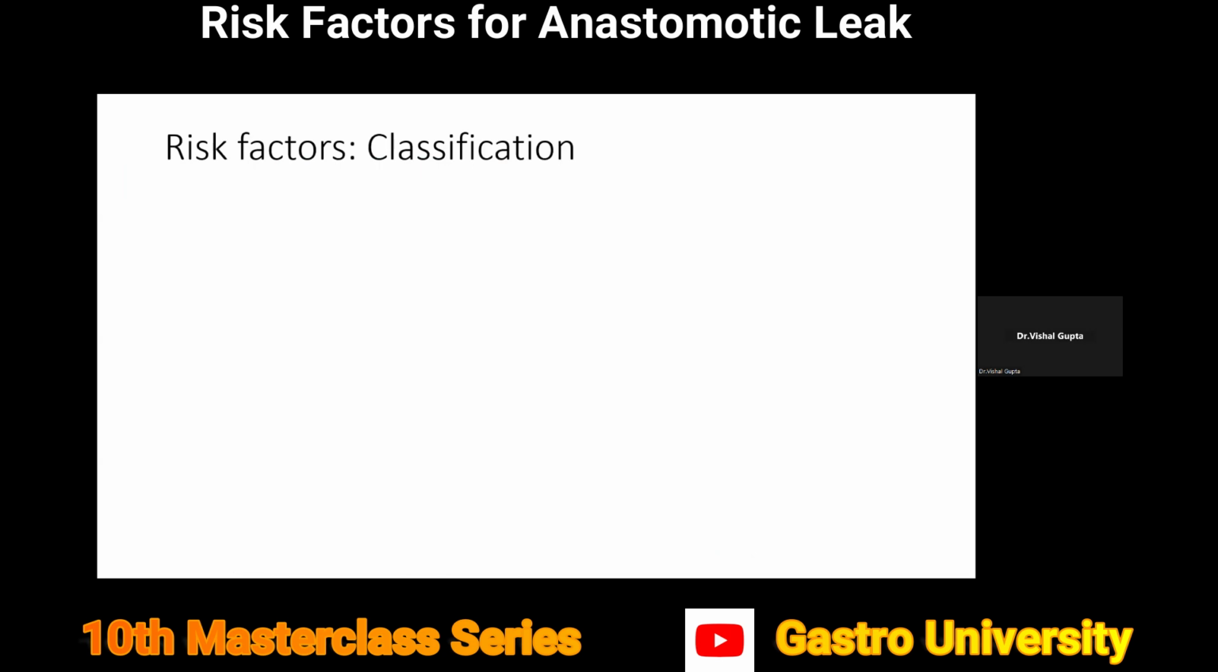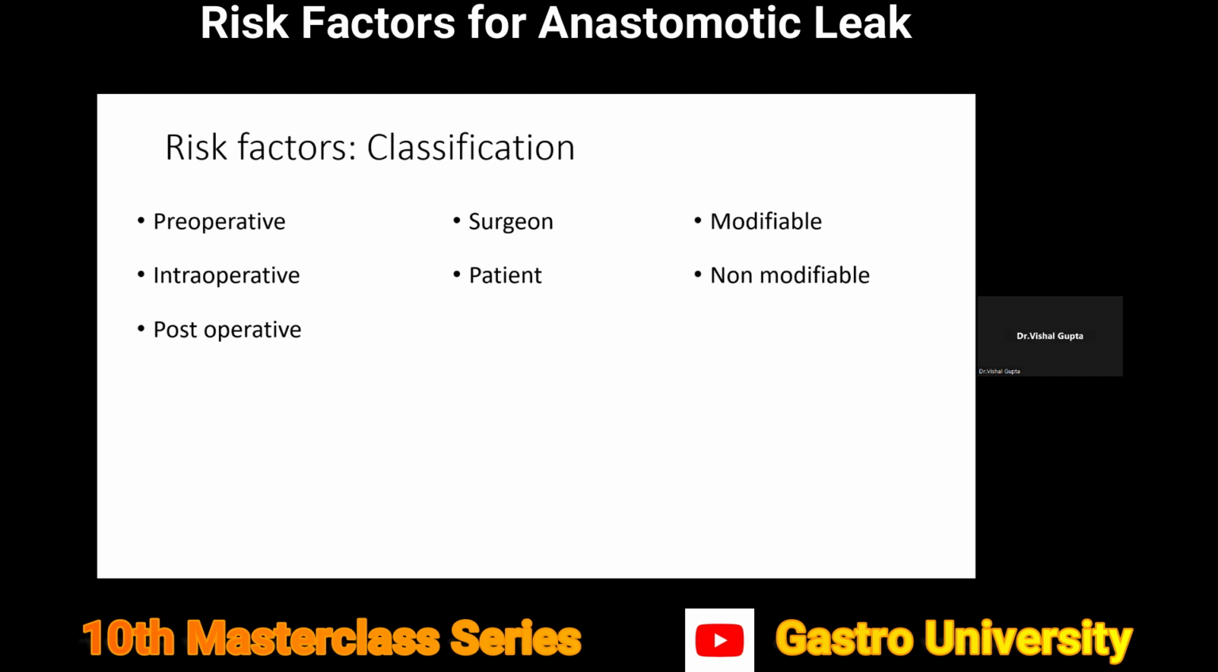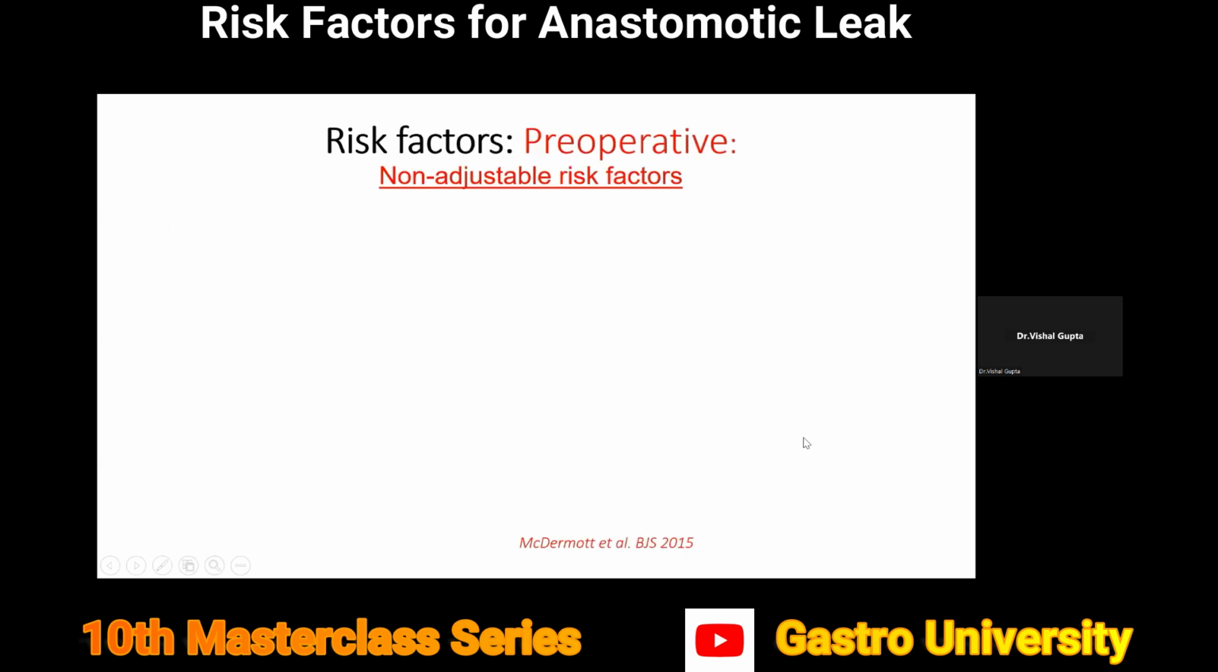So broadly, we can classify the risk factors into different categories. You can have preoperative, intraoperative, and postoperative risk factors. You can have surgeon-related and patient-related risk factors, and then you can have modifiable or non-modifiable risk factors. So we will go one by one. First, the preoperative non-modifiable or non-adjustable risk factors. These are the risk factors which increase the risk of anastomotic leak.